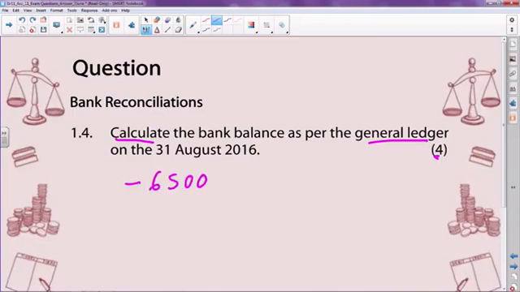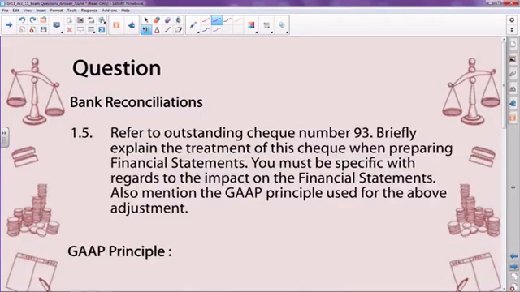Right, guys, remember, I've gone through the calculation, but when you are given an answer book, please make sure that you show your calculations. In other words, how you got to the 6,500. You guys with me? Right, so let's move on to our next question.